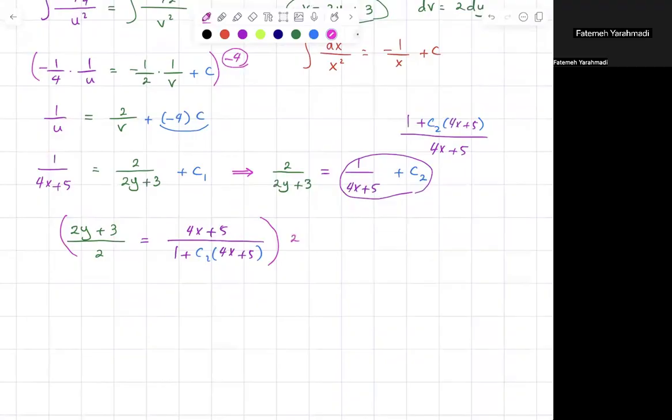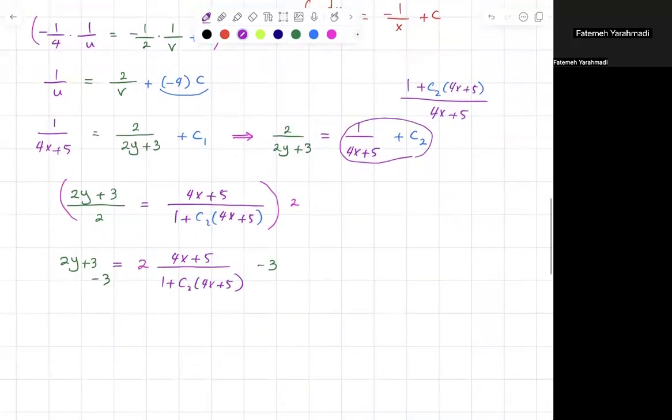So let us multiply by 2 first. You get on the left-hand side 2y plus 3, and on the right-hand side, you have 2 times this fraction. I'm just going to copy down whatever I have here: (4x plus 5) divided by (1 plus c sub 2 times (4x plus 5)), and then subtract 3 from both sides. Eventually, you need to divide by 2 as well.